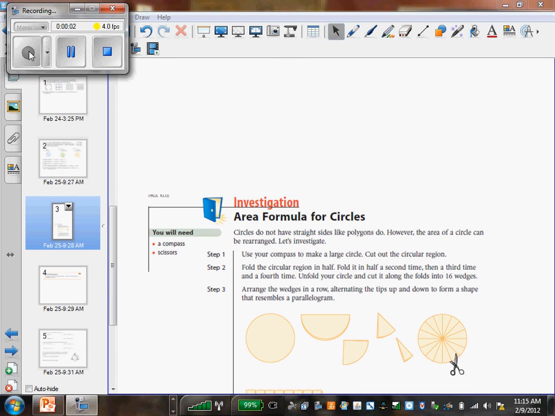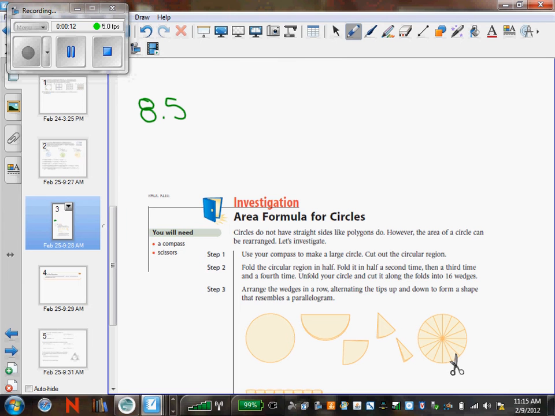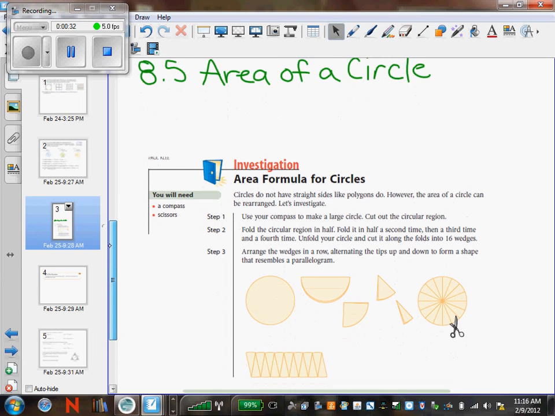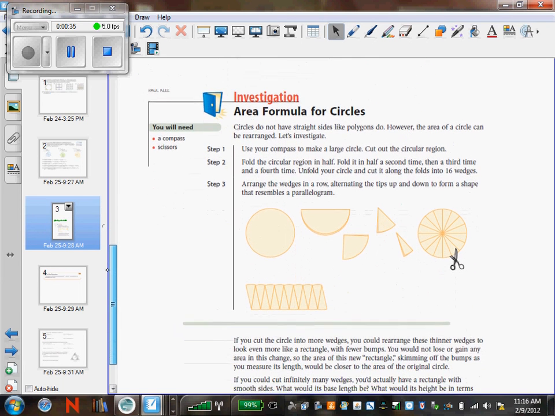Okay, today's video lesson is over section 8.5, which is the area of a circle. We are going to do an investigation to find the area of a circle. So you will need a compass and a pair of scissors to do this, and maybe even some tape.